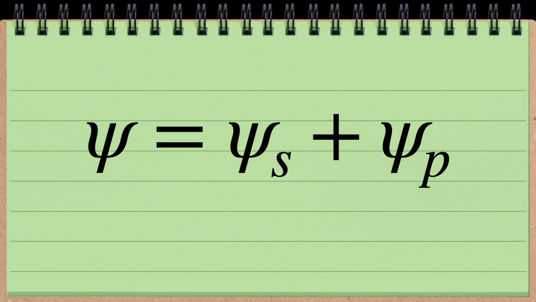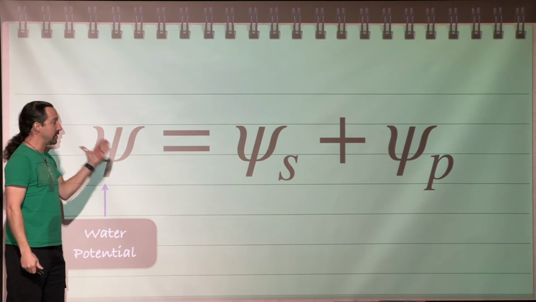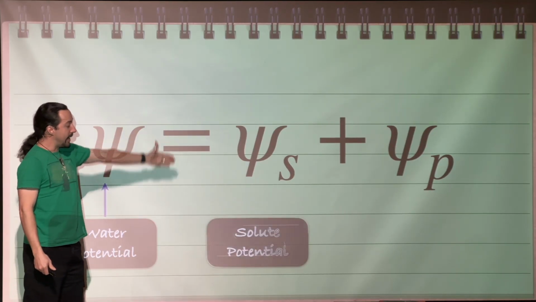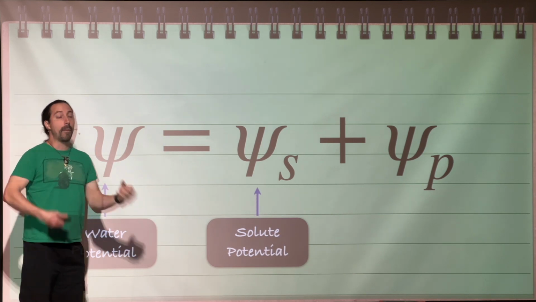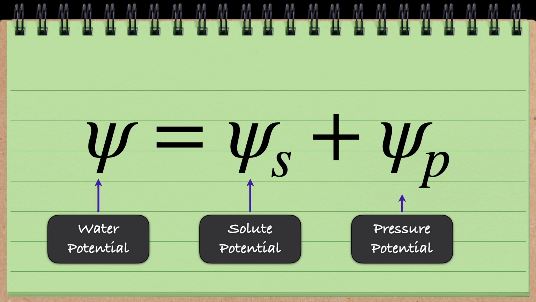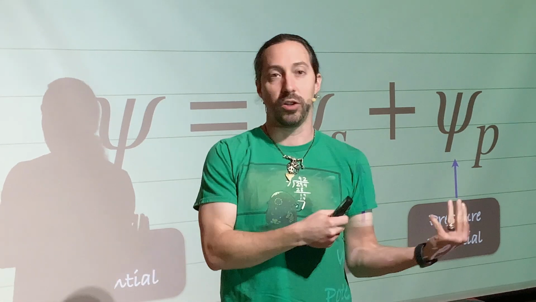This is our formula for water potential. Psi being the actual water potential, that is our designation for it, and it will equal psi s, the solute potential, plus psi p, the pressure potential. So now we have that the water potential is equal to the solute potential plus the pressure potential.